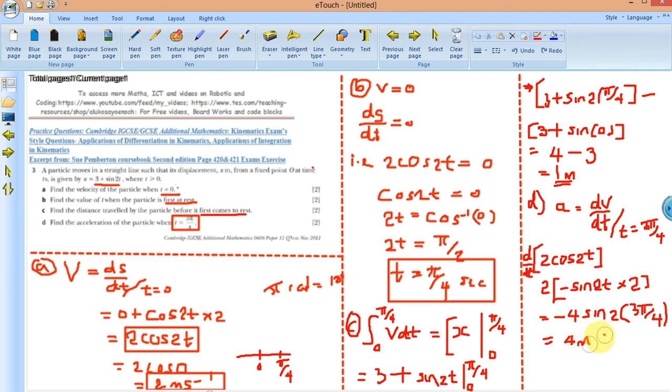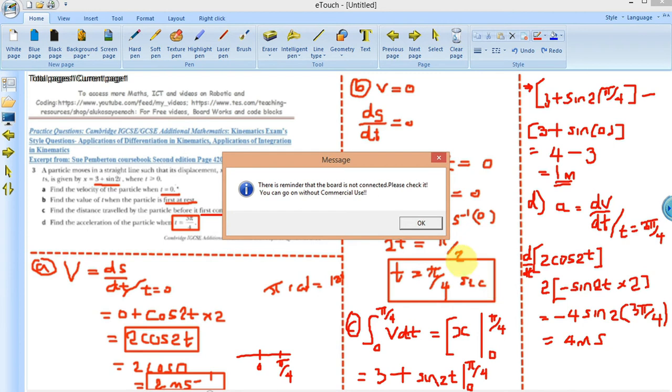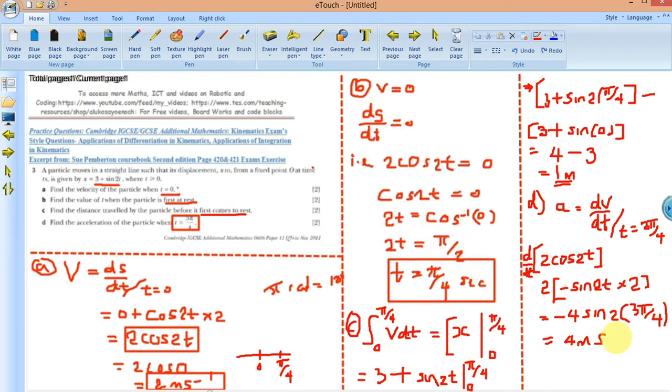So I have 4 meters per second, okay, 4 meters per second squared. Okay, guys, this is the end of this question. Let's go to the next question.